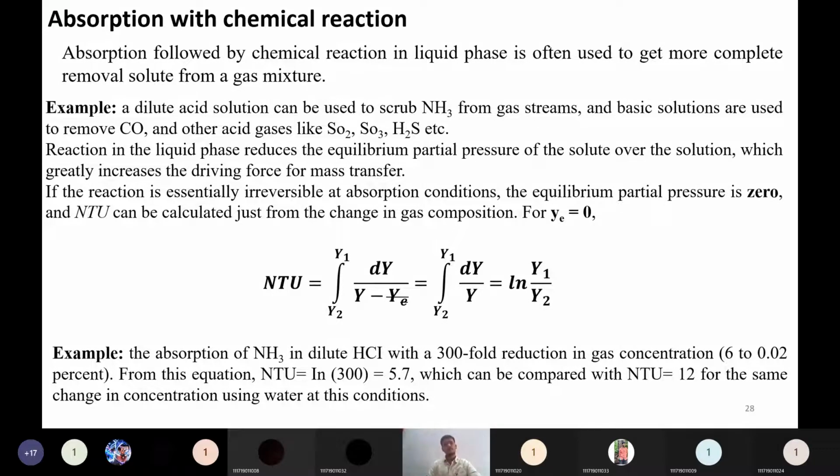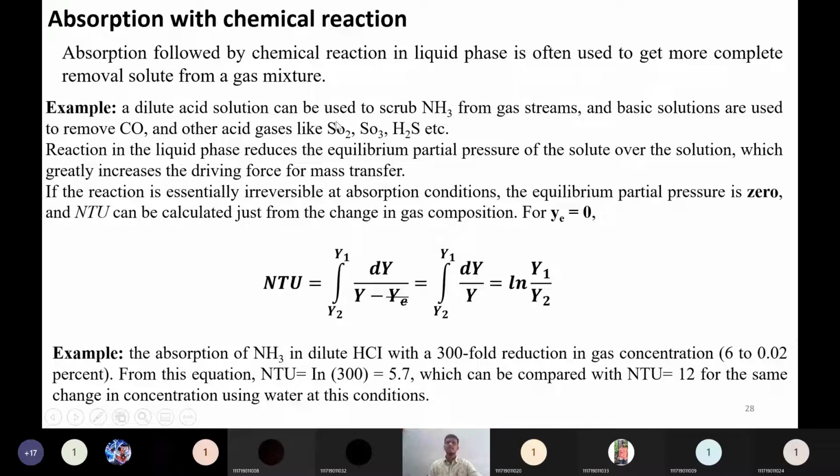Then what is the example? A dilute acid solution can be used to scrub ammonia from the gas stream, and basic solutions are used to remove carbon dioxide and other acidic gases like SO2, SO3, H2S. So all these acidic gases can be removed using basic solutions, or acid solutions can be used to remove basic gases like NH3.